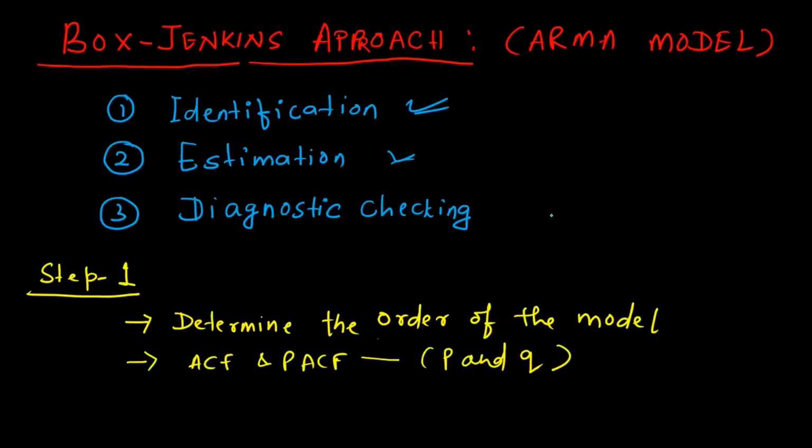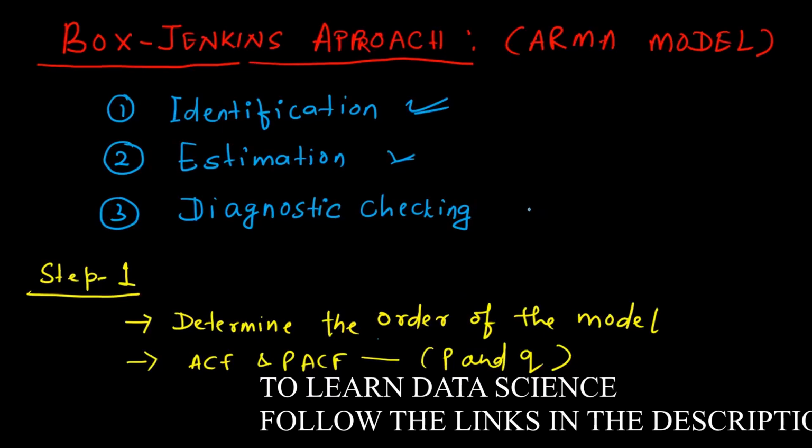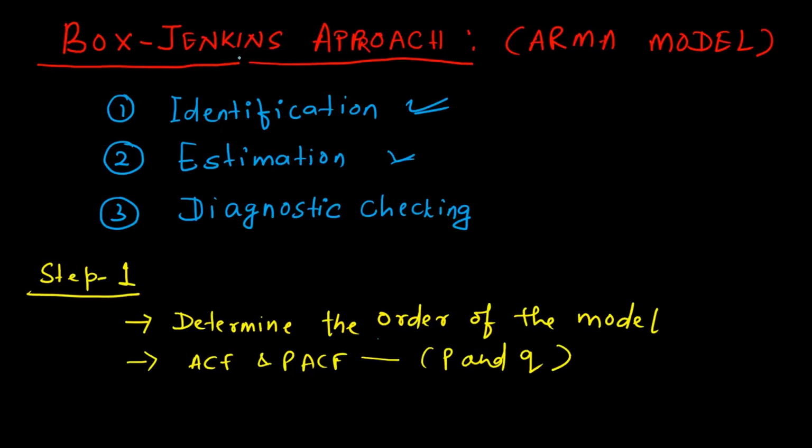Hi. So in this video, I'm going to talk about the Box-Jenkins approach of building time series models. This is one of the standard approaches used in time series analysis. Two statisticians, Box and Jenkins, provided a standard approach of building ARMA models, which is also used in other types of time series models like ARIMA. We'll learn about the ARIMA model in a separate video.